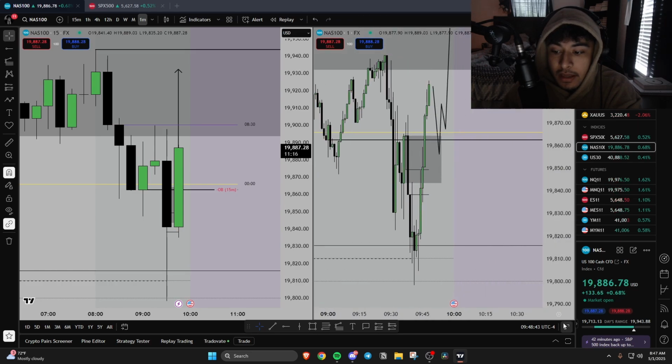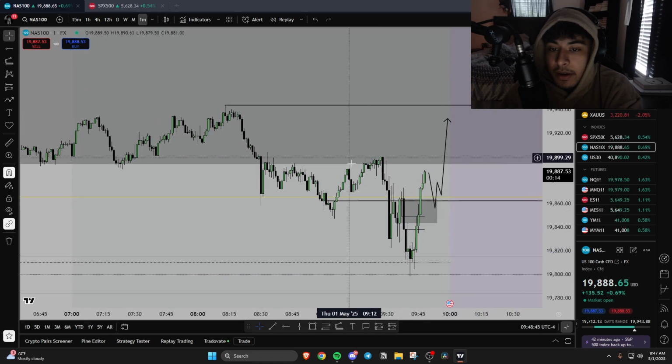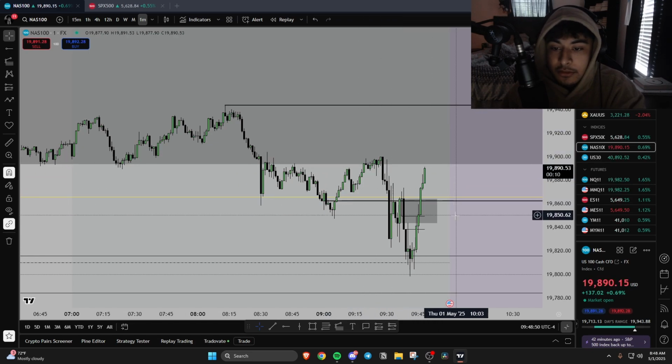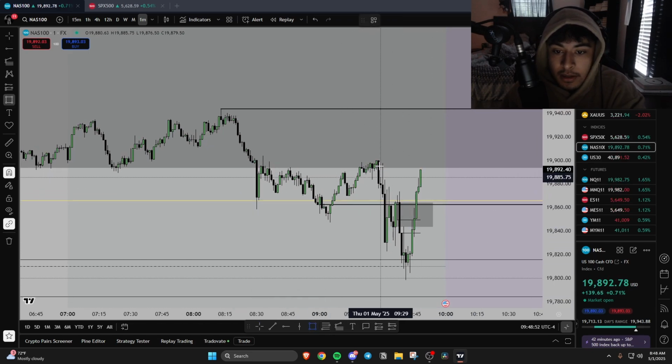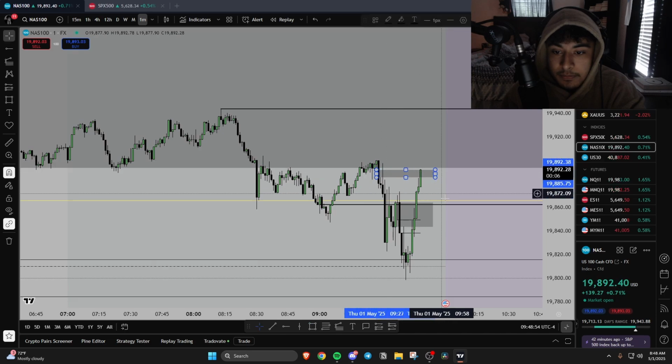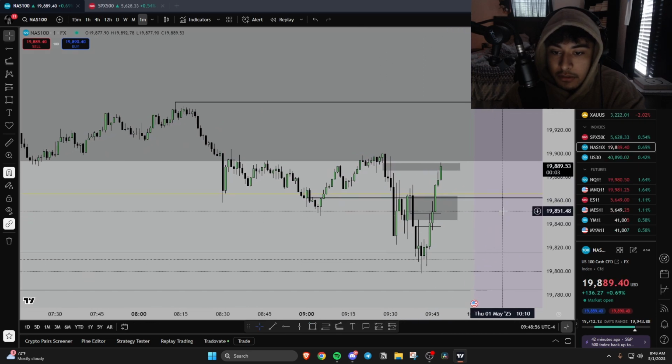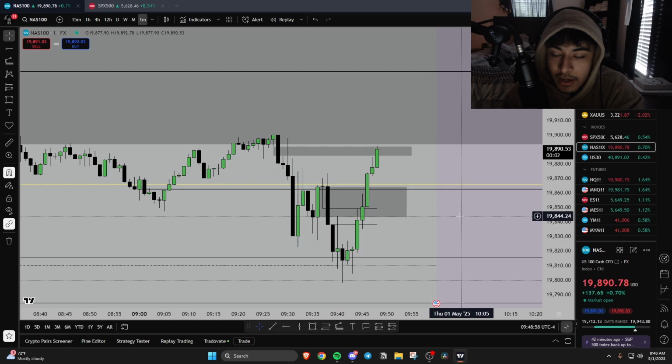But if we just continue moving up higher, we close above here already, I just really don't see this trade happening. I gotta see us stay below, maintain our form here, and then eventually start to move back down lower. So yeah, if it's already moving up too high, there's no point of trying to enter.